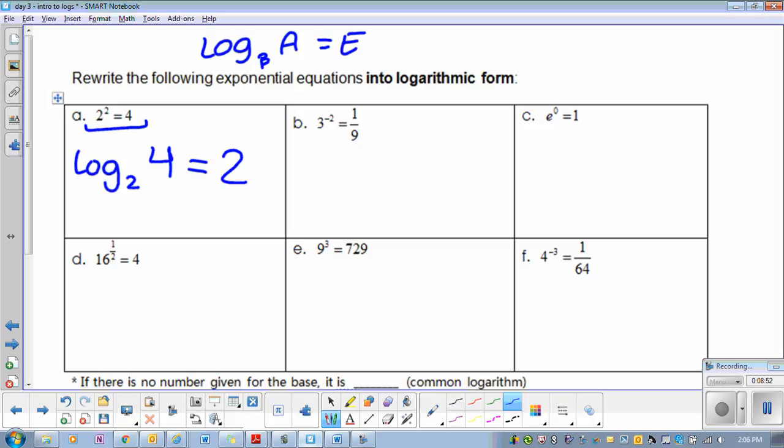So try B. Log of what? What's the base? Base, the little number right here. 3. That's your base, right? What's the answer number? 19 equals, what's your exponent? -2. Good.